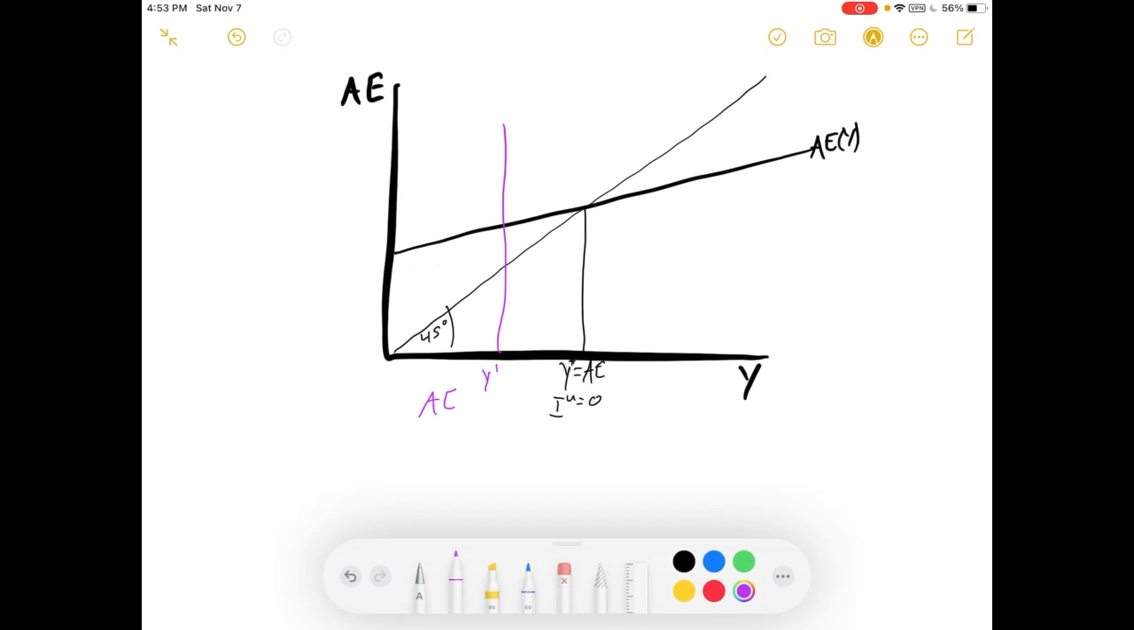In this case, I can see very clearly that aggregate expenditures are greater than GDP. So, at this Y prime, aggregate expenditure is greater than GDP. Now, based on this, what do we know about the unplanned inventory investment? Well, I told you earlier, if aggregate expenditure is greater than GDP, that means we have negative unplanned inventory investment. How much of it? Well, it's this gap here. And it is negative. It's less than 0.